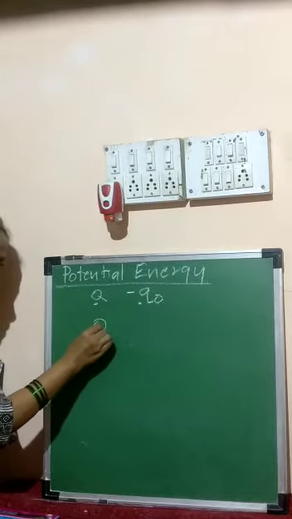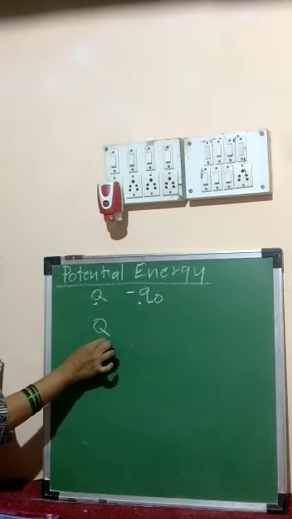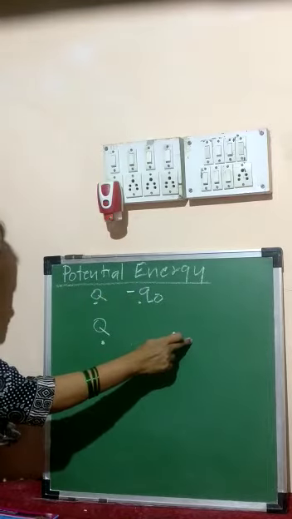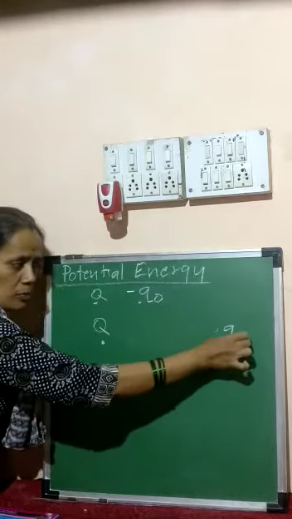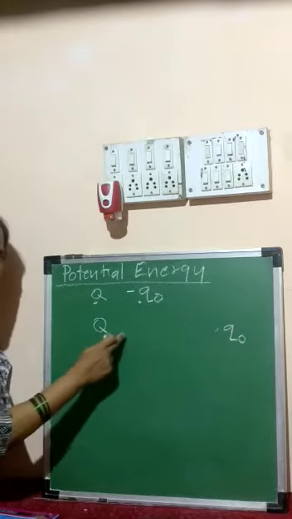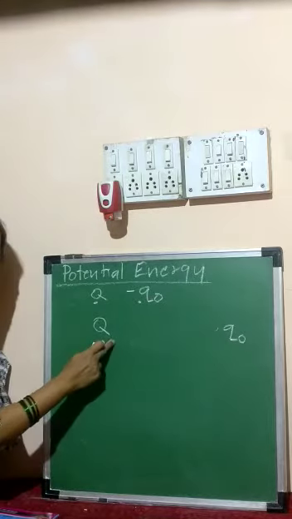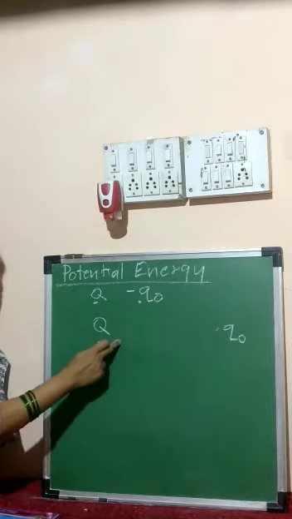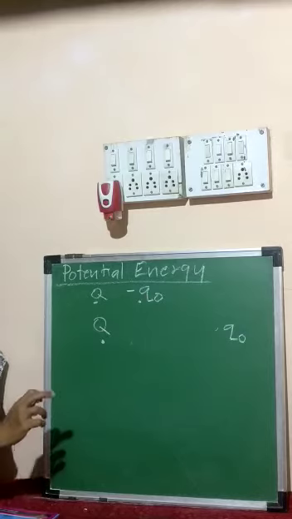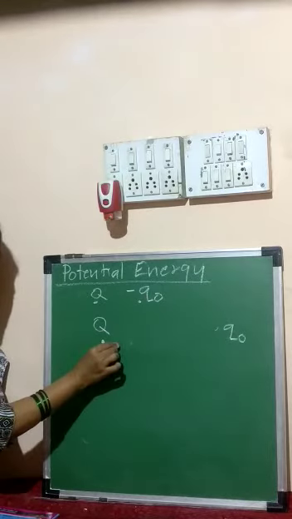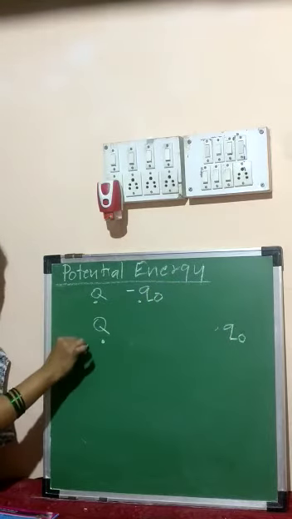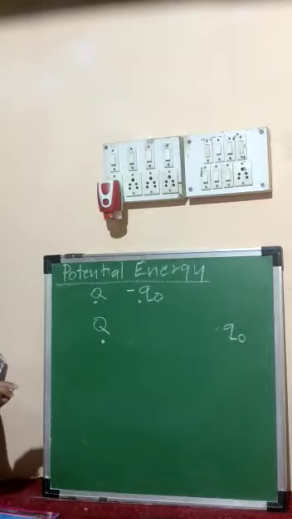Suppose one charge Q is present in a medium at a point O, and in that same medium another charge Q0 is present, and I want to bring this Q0 charge nearer to Q. To move Q0 towards Q, some amount of work is done, and this work done is nothing but the change in potential energy. So the work done to move one charge in the presence of another charge is the change in potential energy.